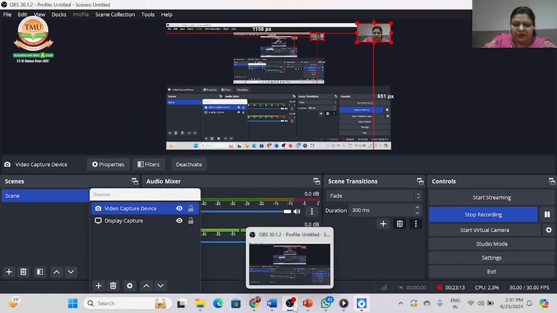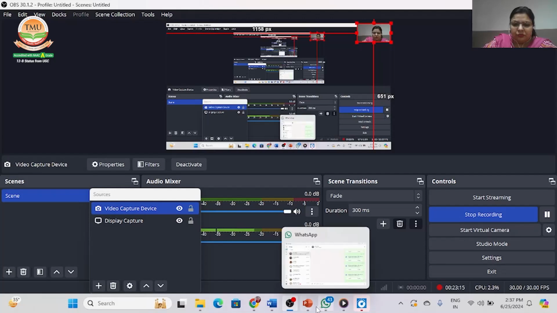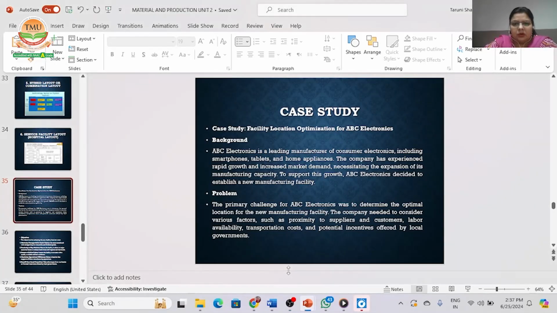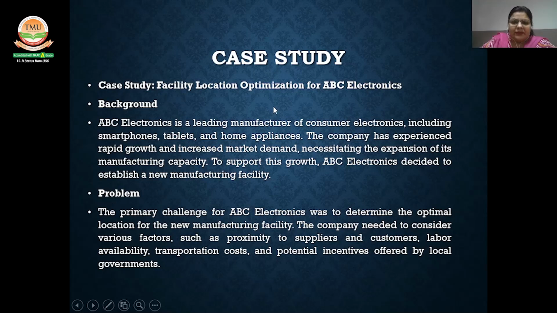Now we will read a case study related to this particular topic of facility location. This is a case study. Now read this case study: facility location optimization for ABC Electronic. ABC Electronic is a company, the name of a particular organization which has been given as ABC. So now just read it.